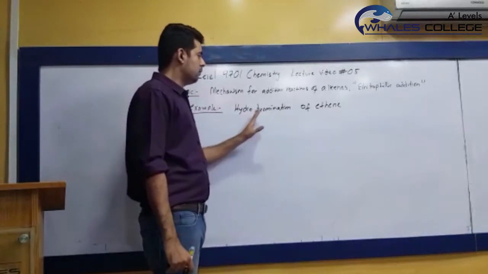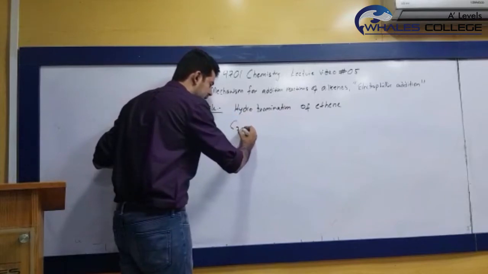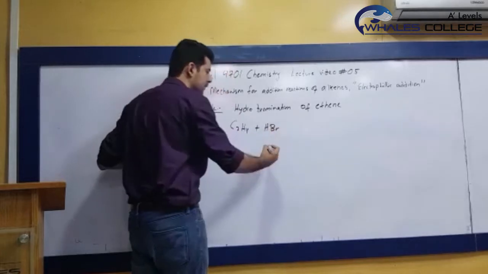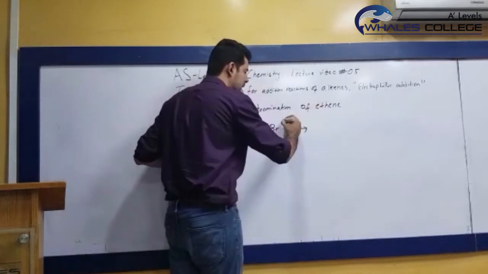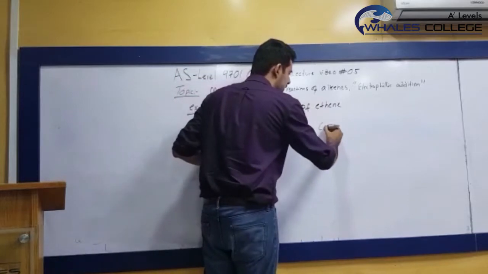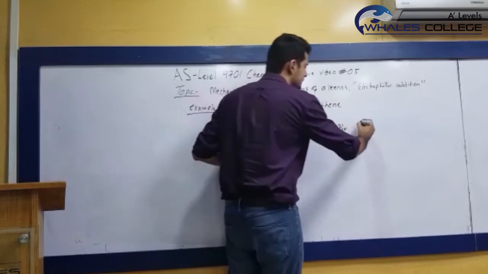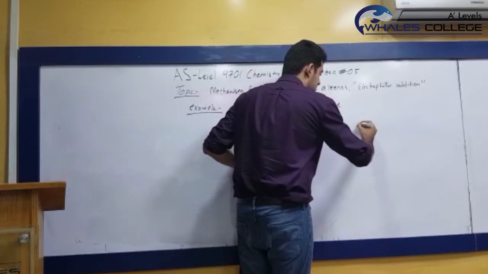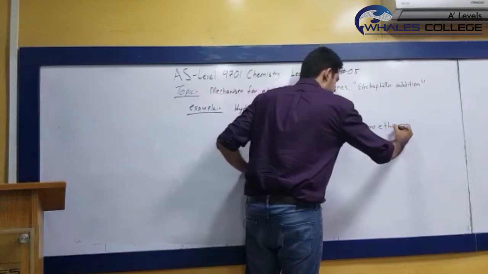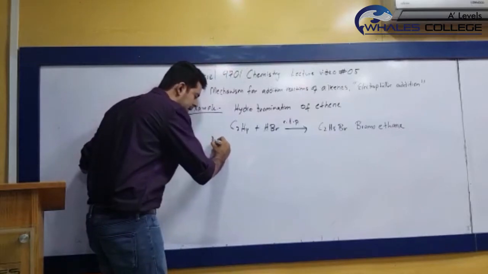So hydrobromination of ethene, the chemical equation for this reaction is ethene C2H4 reacting with hydrogen bromide. The reaction does not require any specific conditions. It takes place easily at room conditions. The product is C2H5Br. The name for this compound is bromoethane. Now we'll be discussing its mechanism.